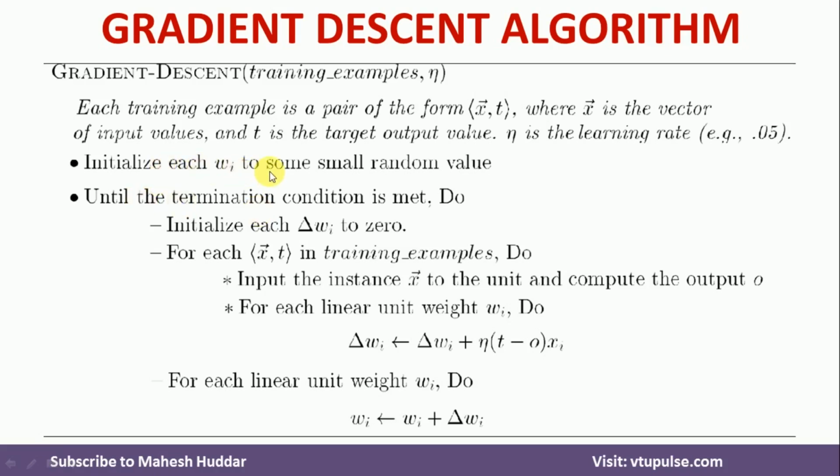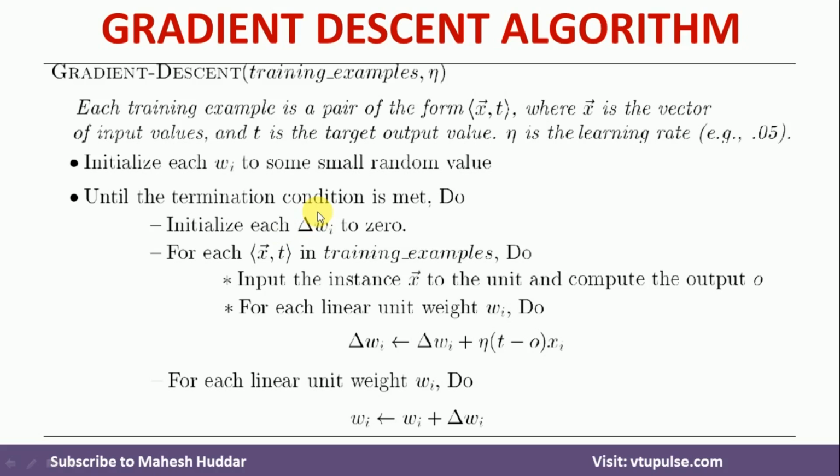Initialize each wi to some small random number. That is, in the first case we will initialize all the weights, that is w1, w2, w3, which are associated with each of the training instances, to a small number, usually in the range of -1 to +1. Until the termination condition is met, we need to perform these particular steps. The termination condition may be the number of epochs. For example, the number of epochs may be set to 10. So these set of steps will be executed 10 times. So that is one termination condition.